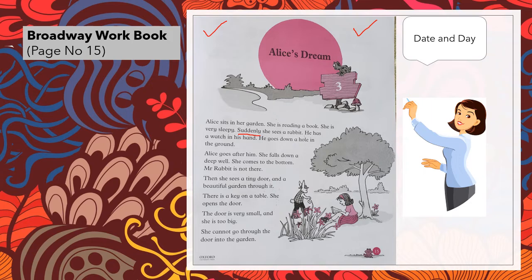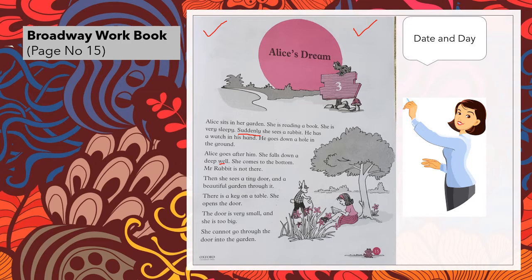Suddenly का मतलब अचानक. She sees a rabbit. He has a watch in his hand. He goes down a hole in the ground. Alice goes after him. She falls down a deep well.